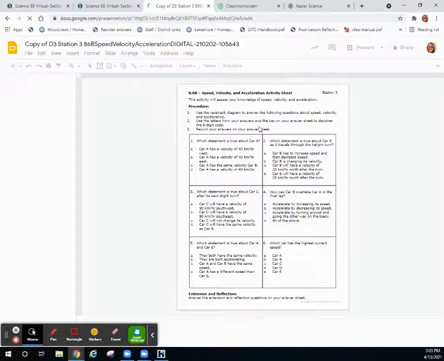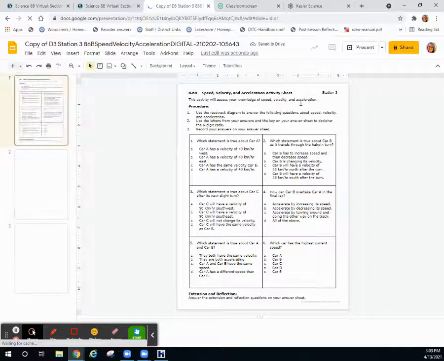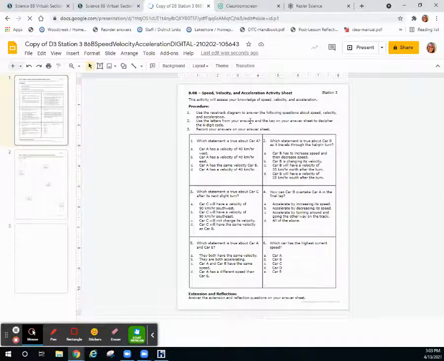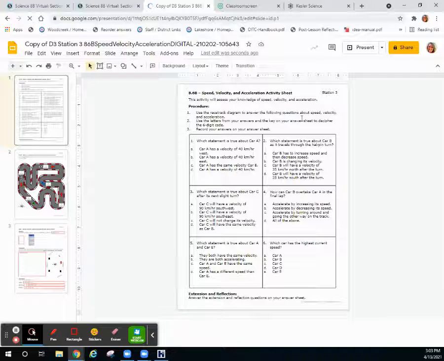Okay, so this says, in this activity, you will assess your knowledge of speed, velocity, and acceleration. Your procedure is to use the racetrack diagram to answer the following questions about speed, velocity, and acceleration. You will use the letters from your answers and the key on your answer sheet to decipher the 6-digit code. Please record your answers on the sheet.